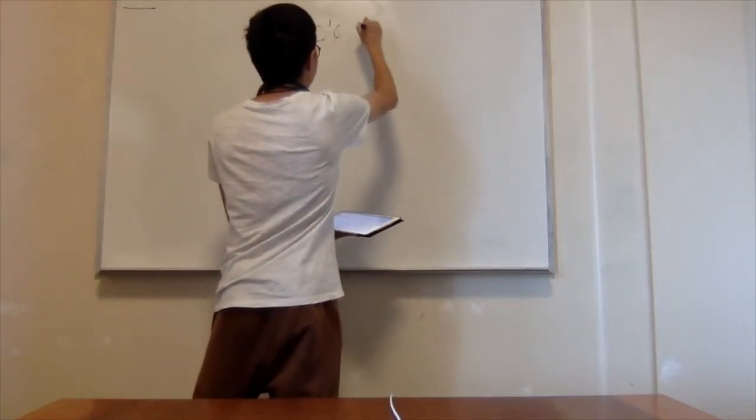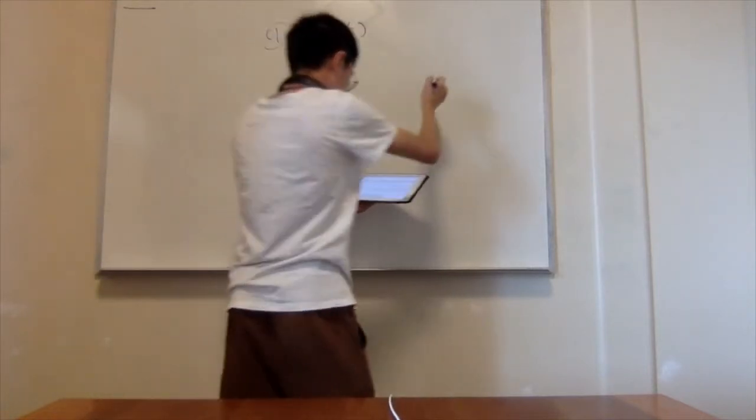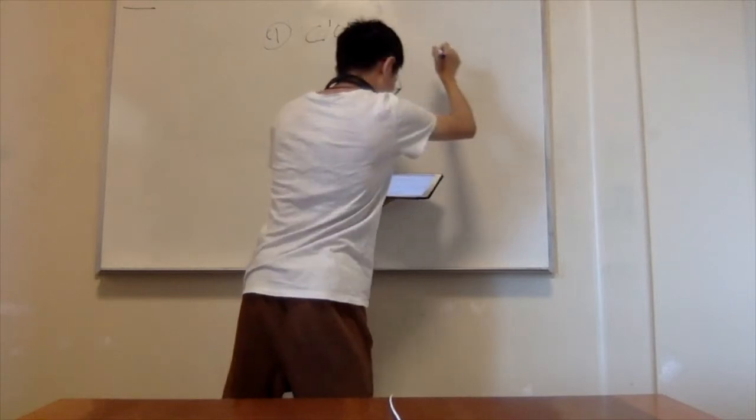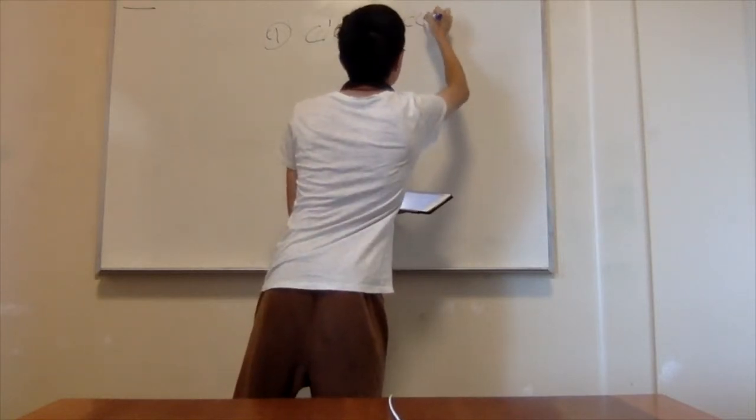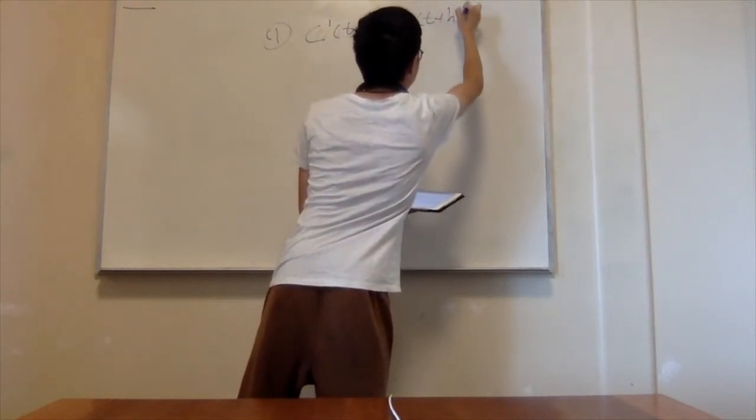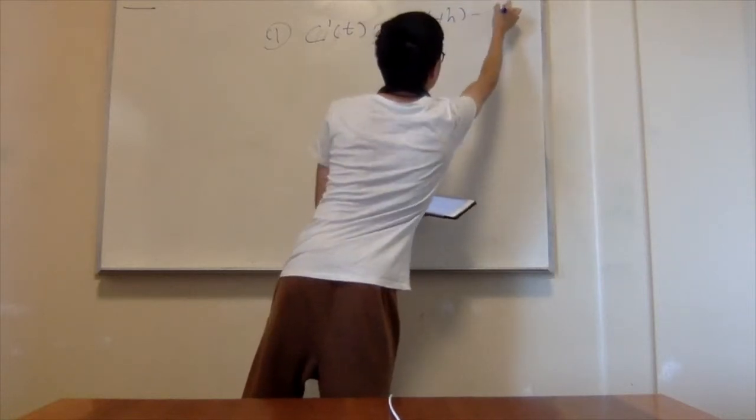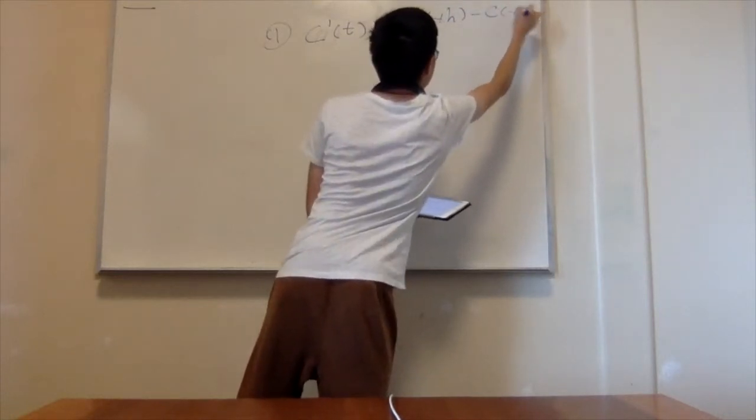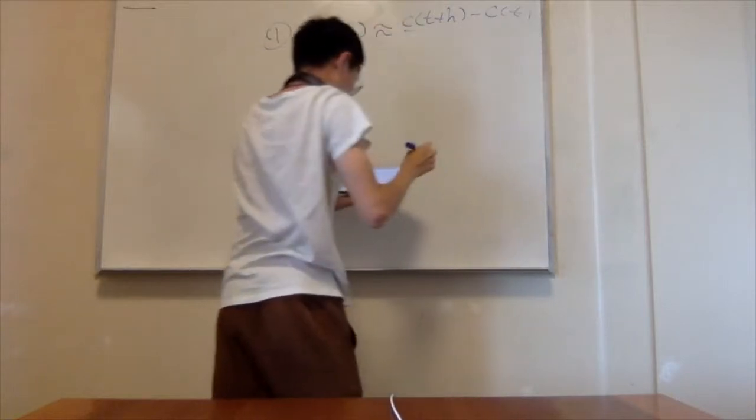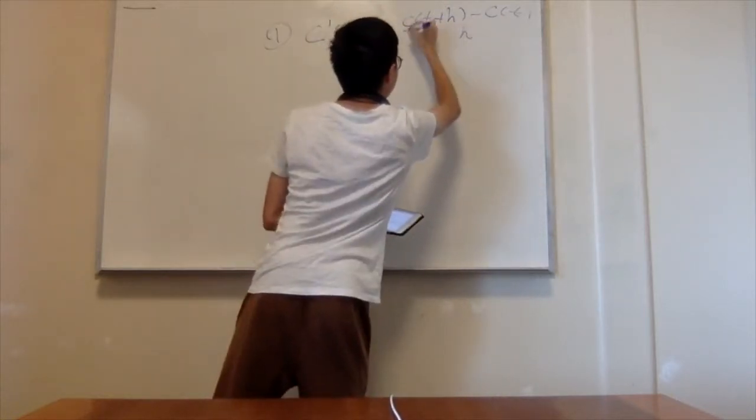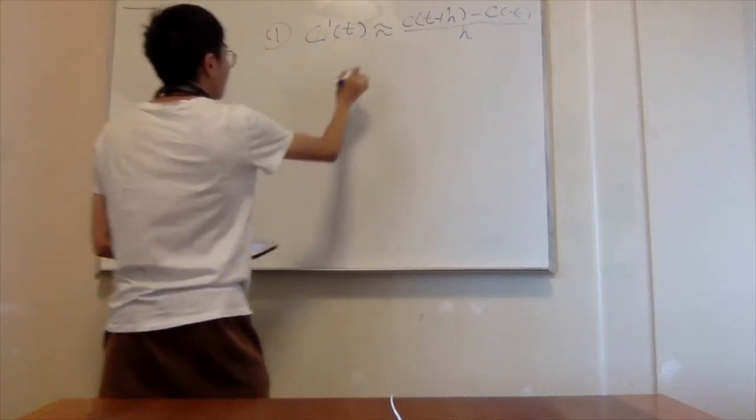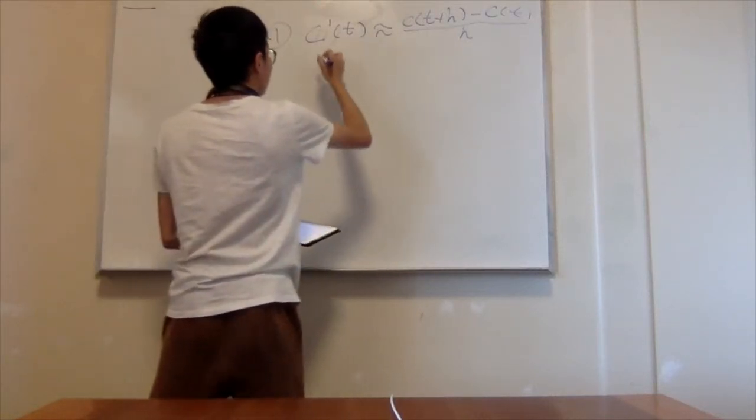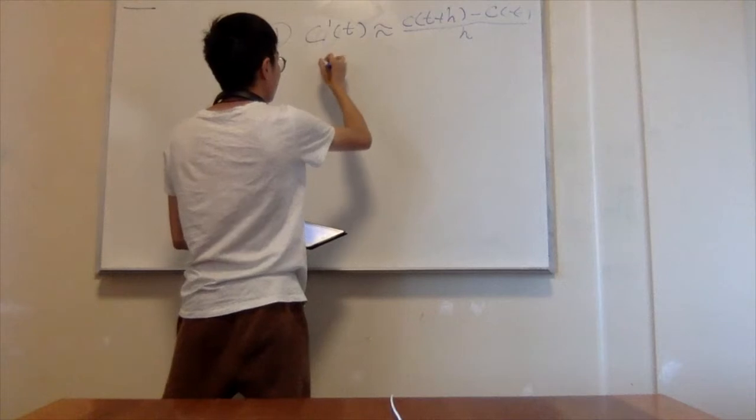And so our problem is how to find the derivative from a table. So we need two equations. Equation number 1: the estimate of C prime T equals C of T plus H minus C of T, over H. Okay, then we use this equation for the derivative from one side.